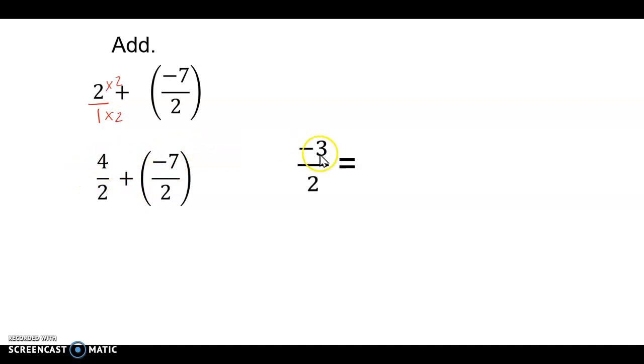7 minus 4 is 3. And there's more negatives, so it's a negative 3 over 2.